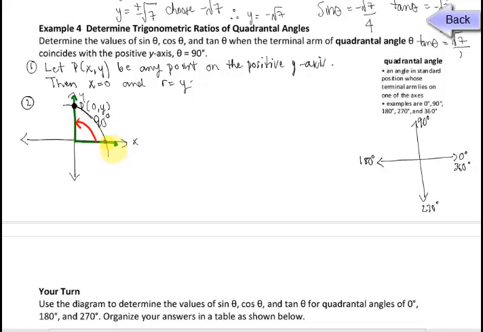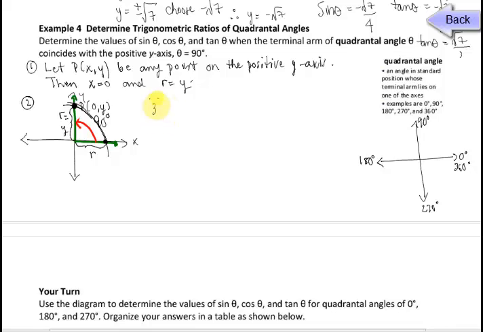Okay, so this point here will move counterclockwise around a circle. Okay, and so we can see that from the origin to our point is r, and that would be true over here too. Okay, and because we're considering our point being on the y-axis, we can also see that not only is the distance from the origin to our point r, the distance from the origin to our point is also y. Okay, and so we can see that r is equal to y.